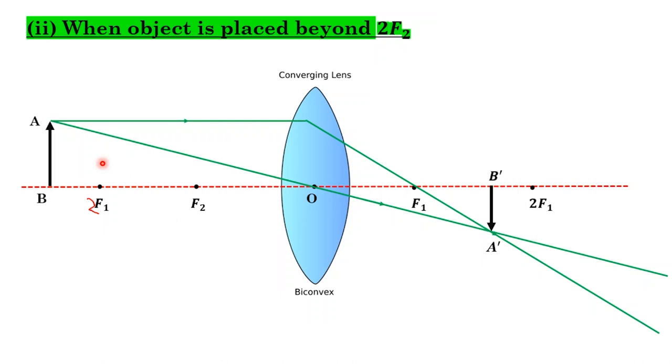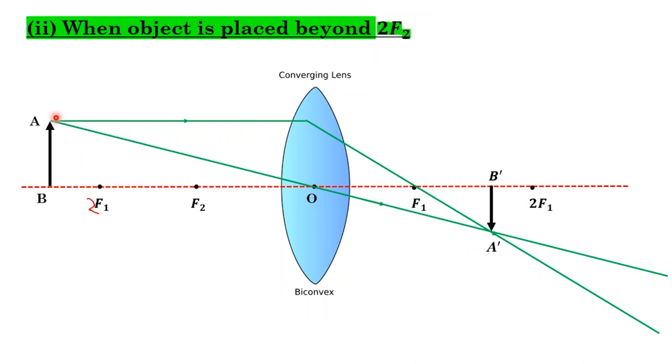So to form an image of a point, we have two light rays. One goes parallel to the principal axis, and after refraction it passes through the focus. The second passes through the optical center. Wherever these lines intersect, that will be the image of that point.